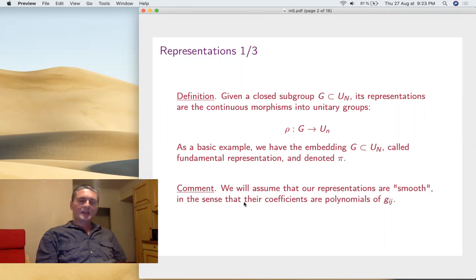pi. As a technical comment now, let's assume that these representations are smooth, in the sense that their coefficients are polynomials in the coefficients of pi. I mean, in the g_ij, the matrix coefficients. Why do I call this smoothness? Because there are some results stating that in this case, where G is a closed subgroup of UN, it's actually a Lie group, so it has a C-infinity structure, and it's exactly the smooth representations. But technically, we don't want to get into that, which is a bit complicated. So we'll just make this definition. Smooth for us will mean this thing here. Coefficients are polynomials of the g_ij. We'll use this later, proving Peter-Weyl.